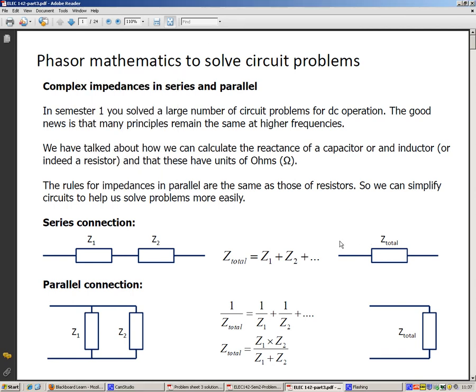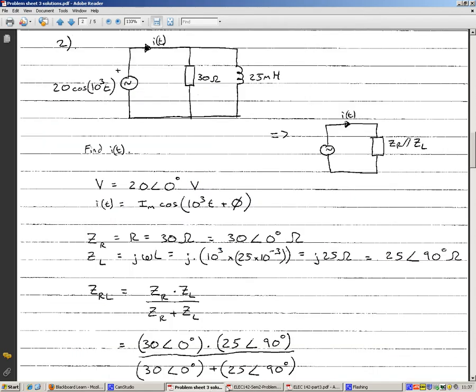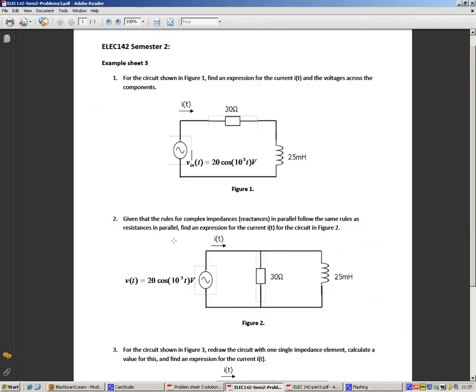Hi guys, this is ELEC142 Problem Sheet 3 Part 2 Solutions. So in this video we're going to solve question 2. You're given a circuit and it's got two circuit components in parallel. That's the main difference between this sheet and this question and what we've been doing so far.